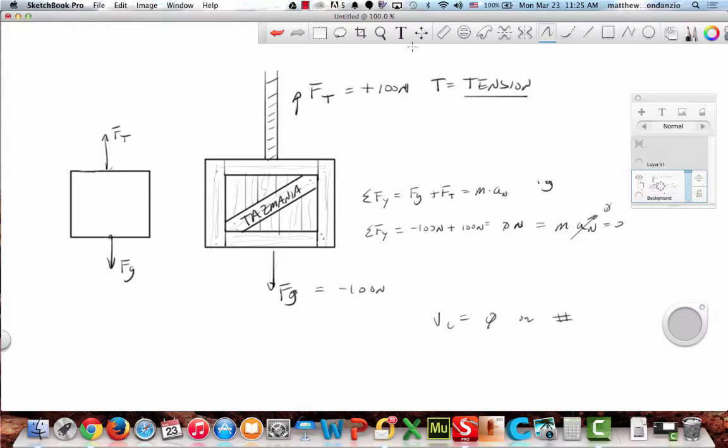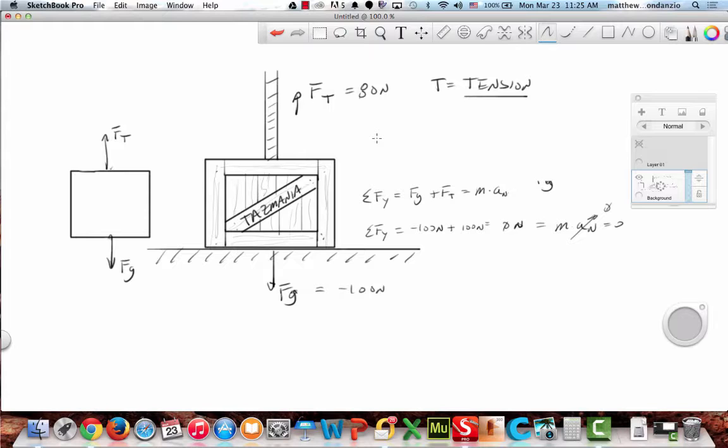Okay. Let's change it up a little bit. Let's assume all of a sudden that I have this crate on the ground. Let's assume that that's 0 newtons. Let's change it up. Let's do it this way, so we know. Let's make it 80 newtons.